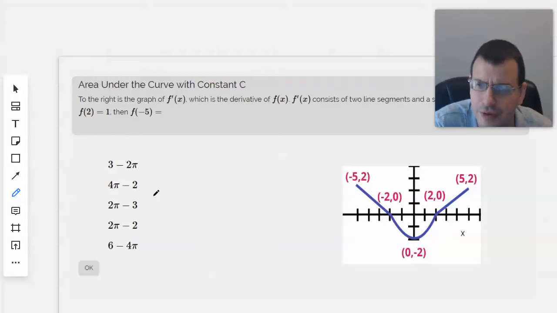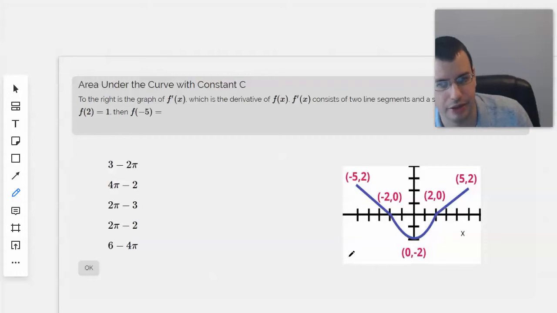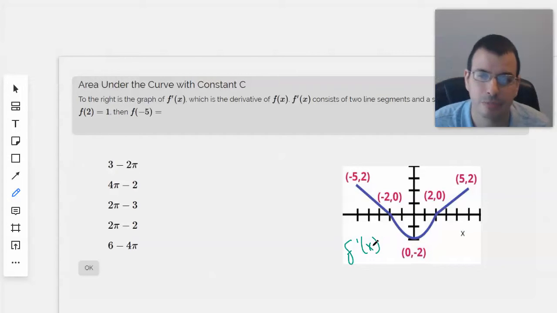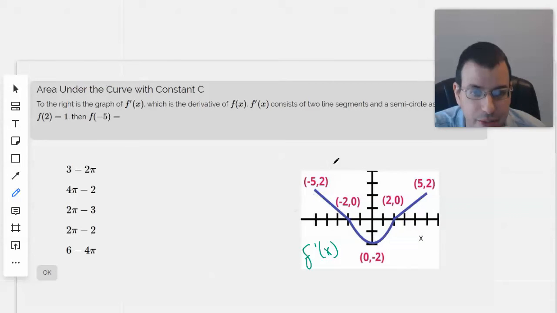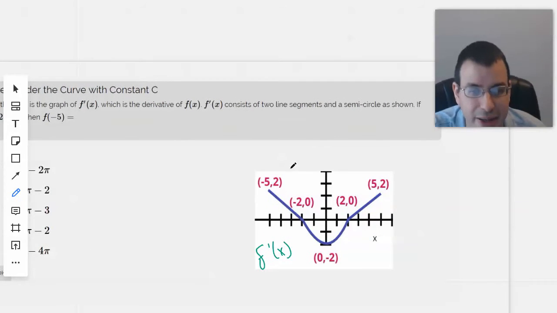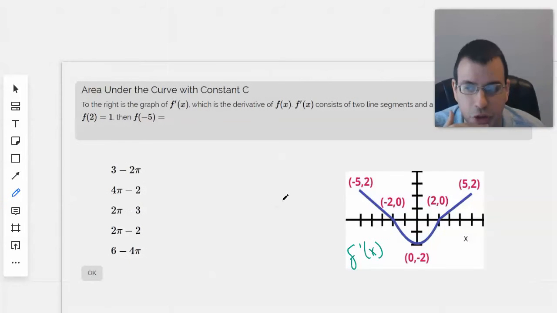Area under the curve with constant c. To the right is the graph of f prime of x. Okay, I think I'll write that down. F prime of x, which is the derivative of f of x. F prime of x consists of two line segments and a semicircle as shown. If f of 2 equals 1, then f of negative 5 equals.